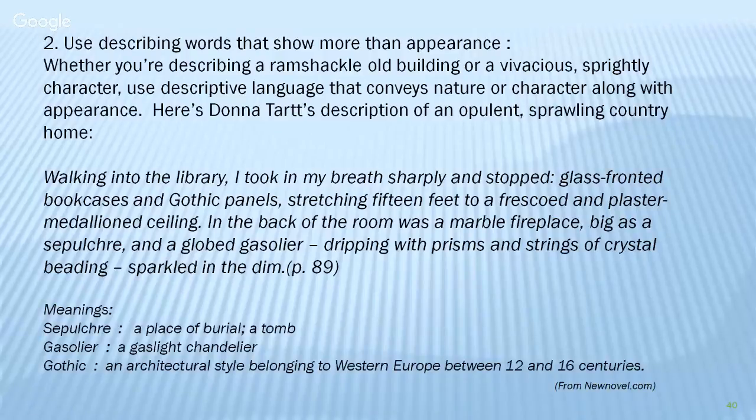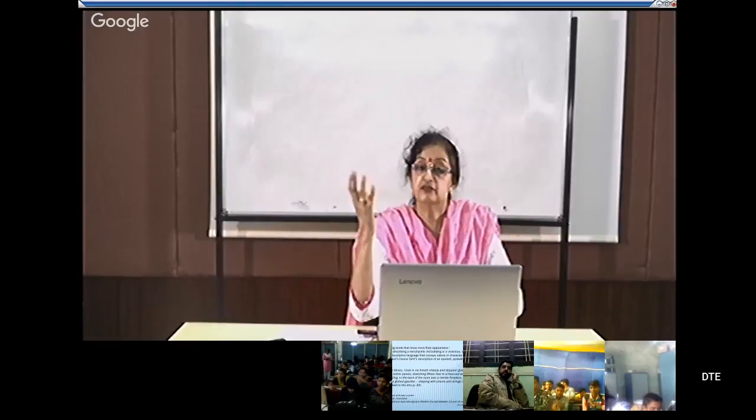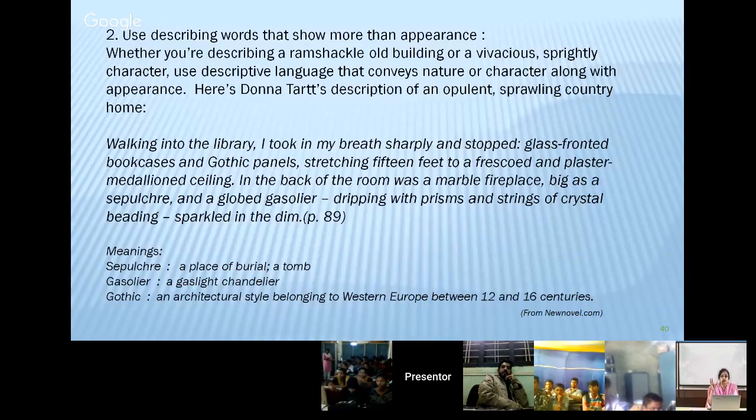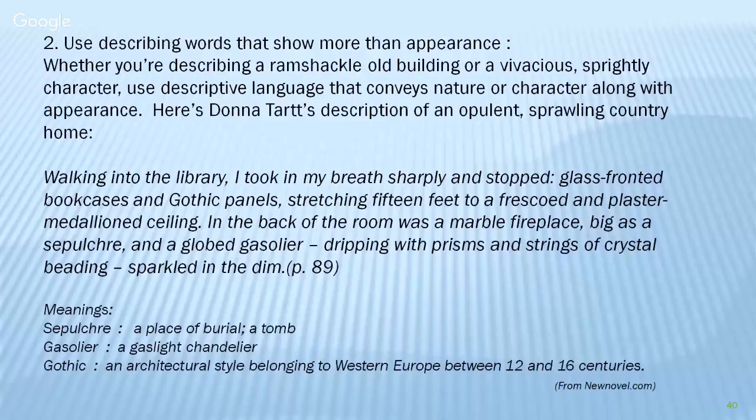"Glass fronted bookcases and Gothic panels." There were so many bookcases, so many bookshelves, all with glass fronts, and then Gothic panels. Gothic is 12th to 16th century European architecture, something that is typical of that era. "In the back of the room was a marble fireplace," a fireplace made of marble, "big as a sepulchre."